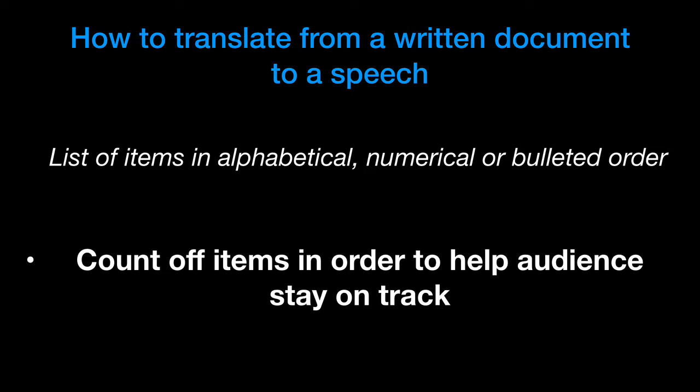If you've got a list of items in alphabetical, numerical or bulleted order, the best way to present that in a speech or a presentation is to count off the items in order to help the audience stay on track, to follow the progress of what you're talking about. Again, it comes back to this roadmap of letting the audience know where you are and where you're going.